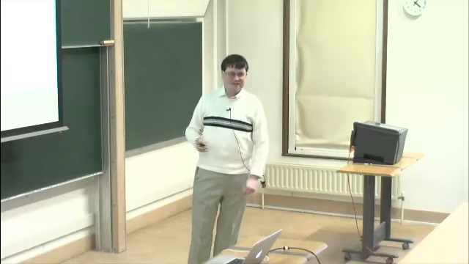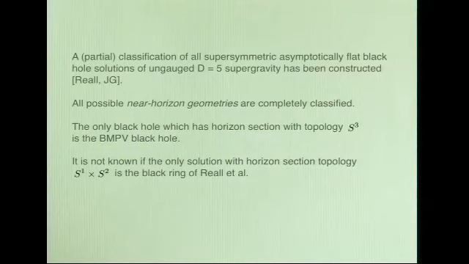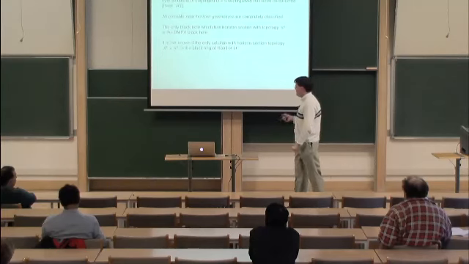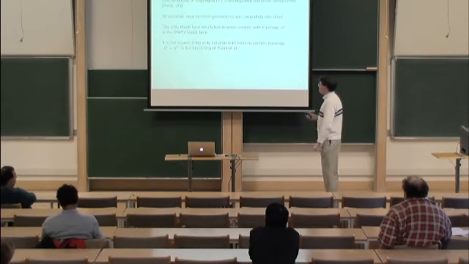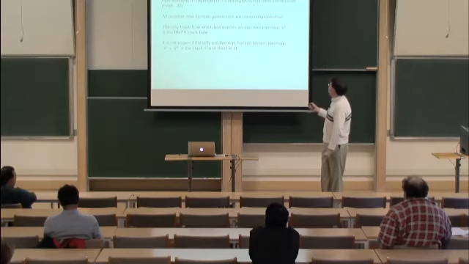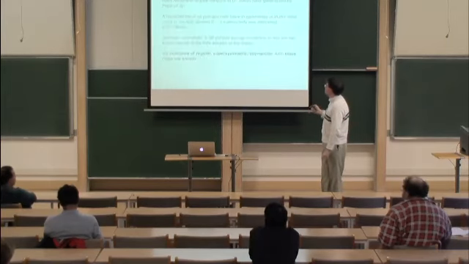It's not known that the only black object which has the S1 times S2 horizon topology is the black ring. There's a difference between the two. But in terms of the S3, that's now determined. Okay, so this is all in the ungauged theory.